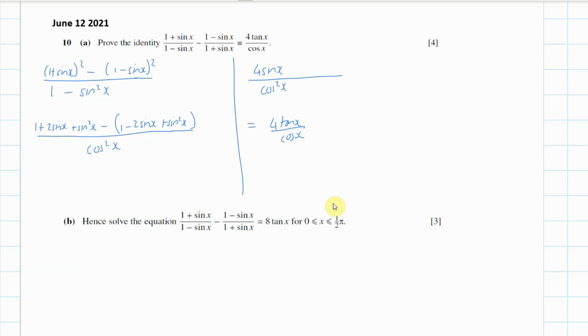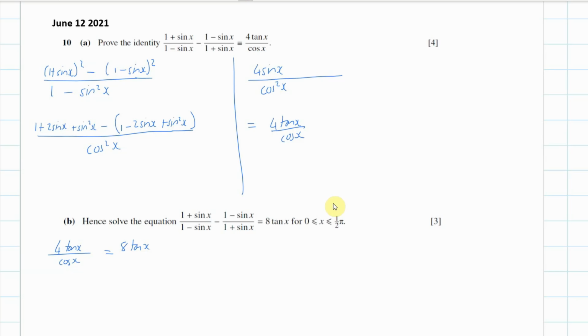Because we can take one of the cos x's at the bottom and have that under the sine, which makes it a tan. Okay, so we're going to use that to solve this next equation. Just checking, the left hand side is exactly the same. So we're going to have 4 tan x over cos x is equal to 8 tan x.